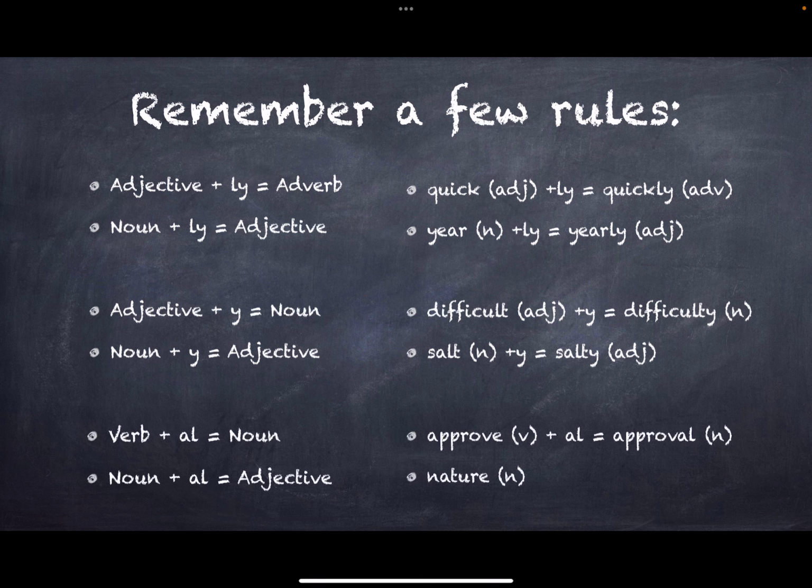And lastly, both nouns and adjectives can end in al. So if we have a verb plus al, that gives us a noun. So approve, a verb, plus al gives us approval, the noun. But if we have a noun plus al, then we get an adjective. So nature, which is a noun, plus al gives us natural, an adjective.